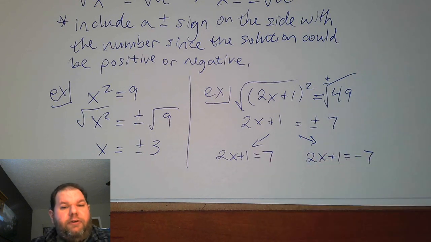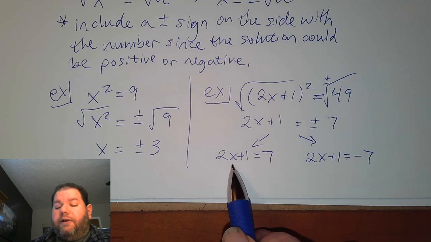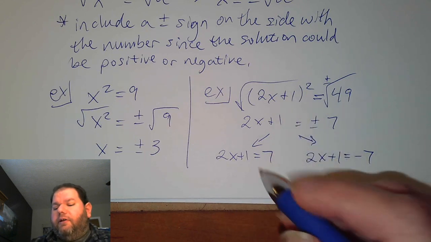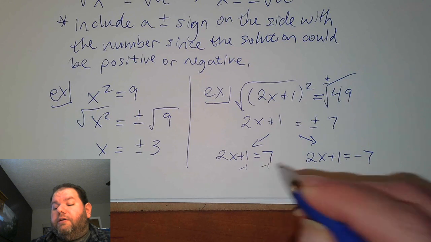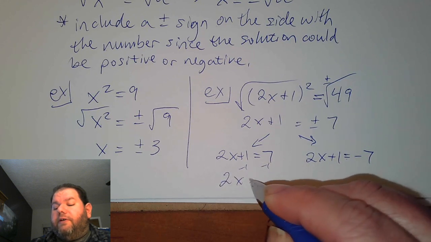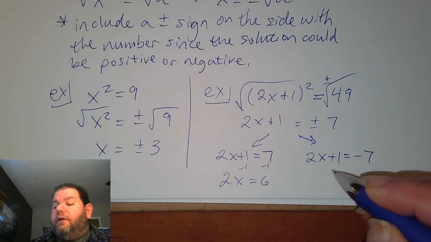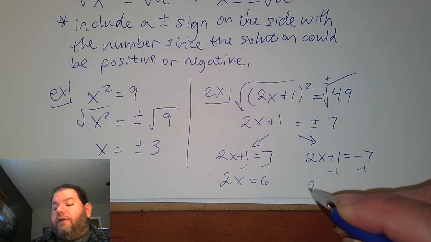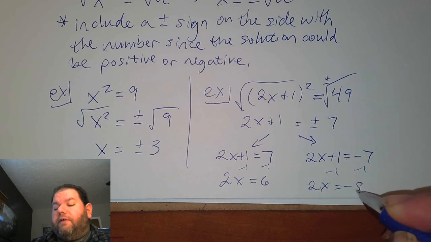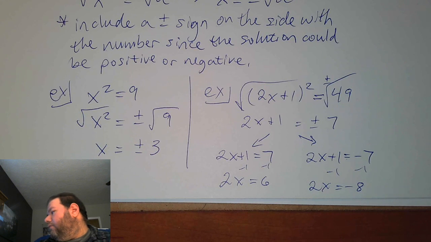Now the steps that we use to solve these are actually identical for both parts, because the goal is to get x by itself. So subtract 1. So 2x is equal to 6. If we subtract 1 over here, we get 2x is negative 8. And then to solve for x, we divide by 2.